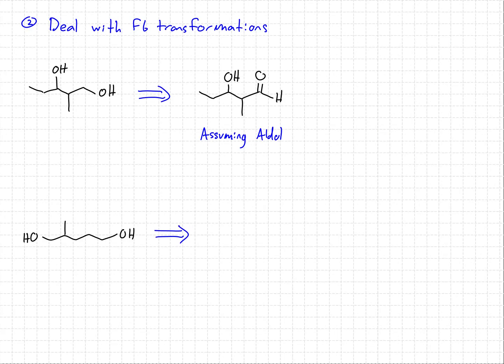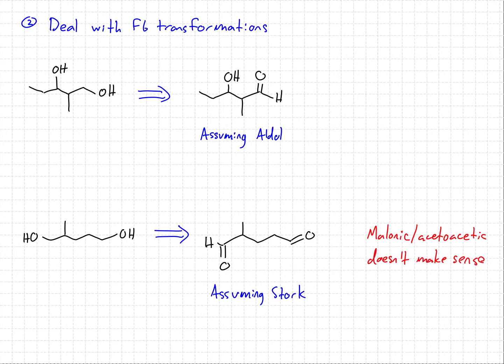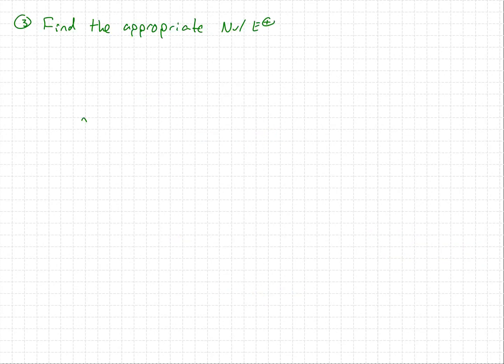For the other alcohol, the one with the 1,5 pattern, I'm going to assume a Stork-enamine synthesis, which would mean that both of those used to be carbonyl groups, in this case aldehydes. The malonic or acetoacetic ester syntheses don't make sense in this case, since both of those involve a minimum of 4 carbons and would have to do extra synthetic work. Once we've done this, we can work our way backwards to find appropriate nucleophiles and electrophiles for each transformation.